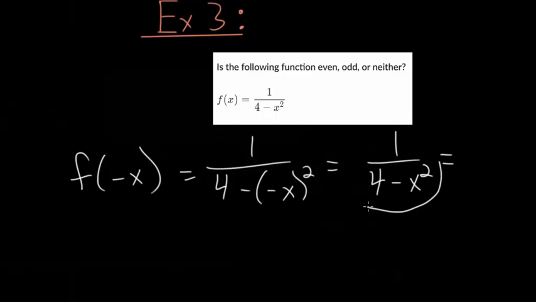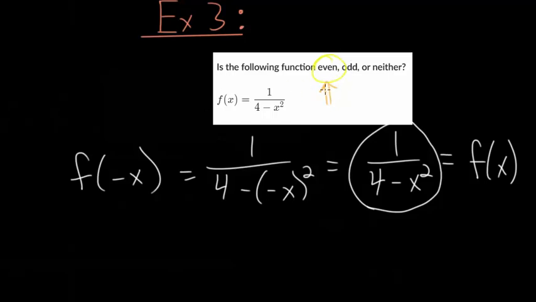But this right here, this is our function. So when we put in minus x into our function, we essentially just got back out our function. So when you put in the opposite x value, you got the exact same y value. And that is the key feature of an even function. So for this solution, this function has even symmetry.